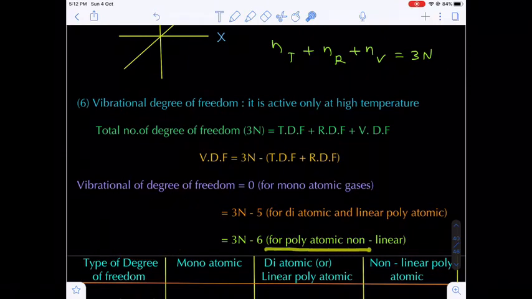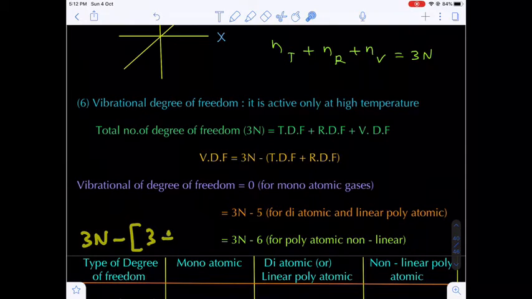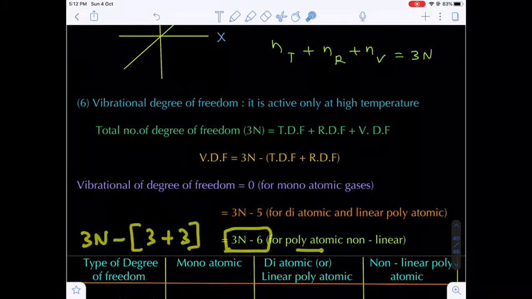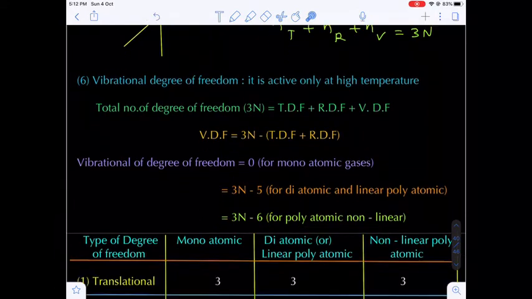Now in case of polyatomic non-linear, the total degree of freedom will be 3n, out of which 3 will be the translational degree of freedom and 3 will be the rotational degree of freedom. If you subtract 3 plus 3, 6, you will get 3n minus 6, which is nothing but the vibrational degree of freedom. Are you getting my point?